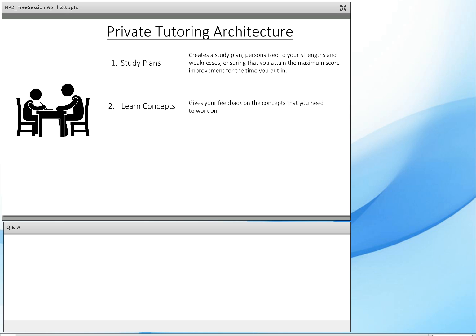Then a good private tutor would teach you concepts and then evaluate you while teaching you concepts, giving you feedback as to the areas that you still need to work on.